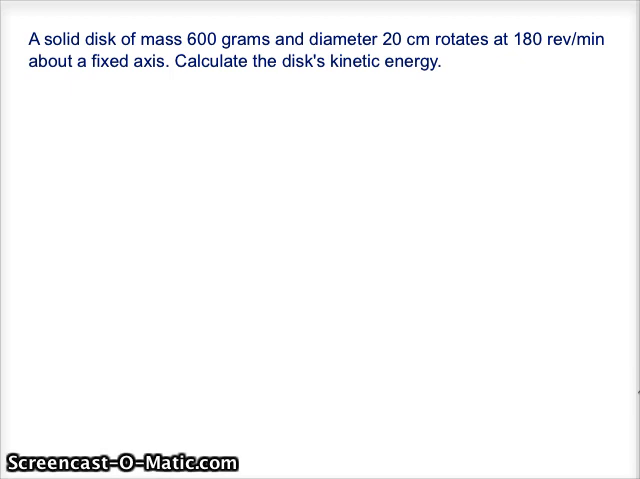So this problem talks about a disk. When we see that phrase solid disk, right away we should be thinking of the formulas that we have been using the last few weeks. And it talks about this disk rotating about a fixed axis. So this object is not translating, it is only rotating. And therefore, when we go to calculate that kinetic energy, it's just going to be a matter of the 1/2 I omega squared relationship.